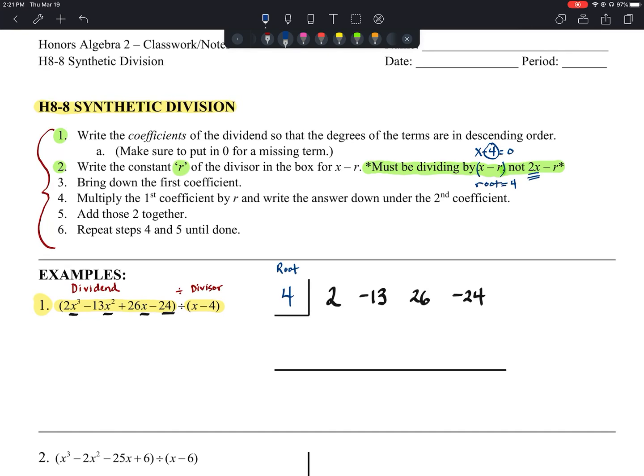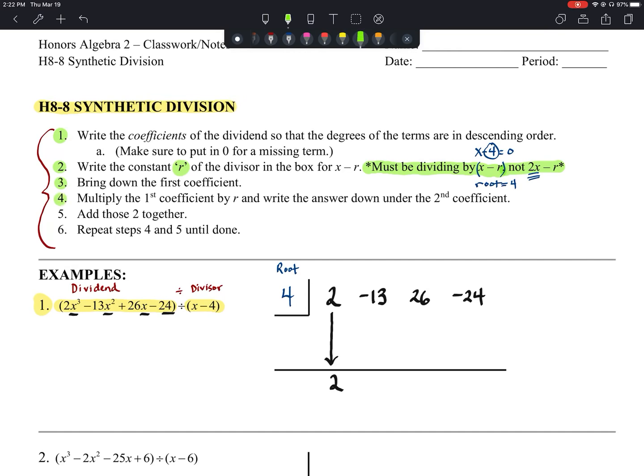We put the 4 in there. Now we're going to go on to the third step, which states, bring down the first coefficient. So our first coefficient, 2, we're just going to bring it down and write it underneath the line down here. This is kind of like your equal bar at the bottom there. So the next step after that, we're going to take it here.